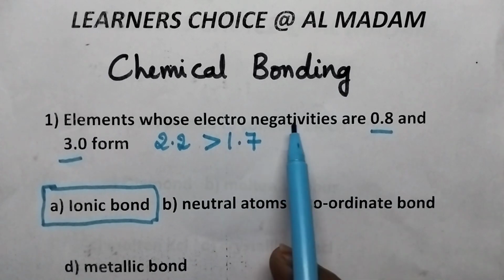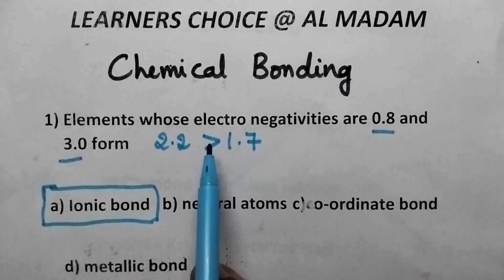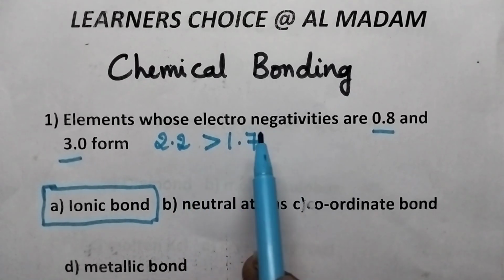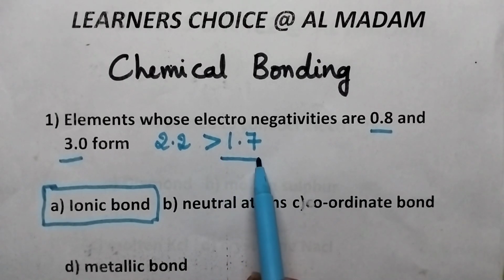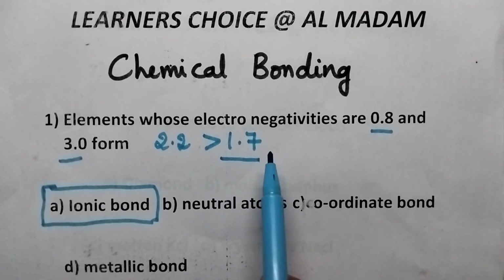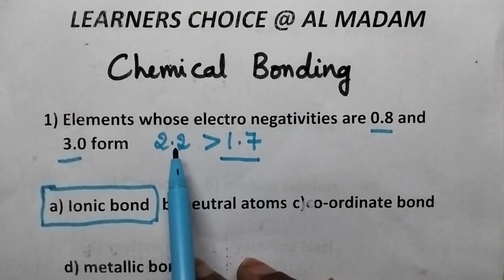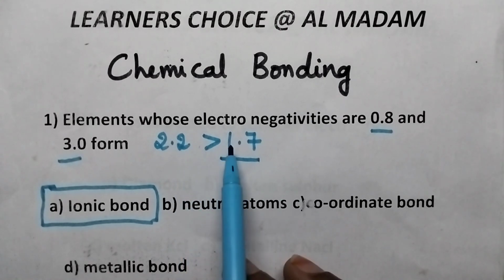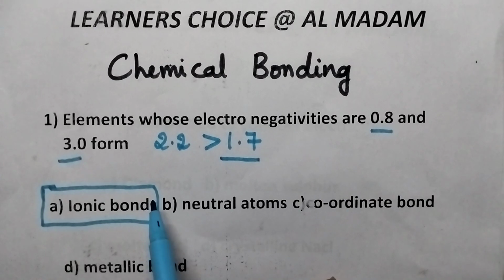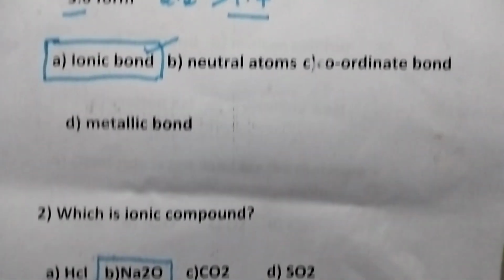Elements whose electronegativities are 0.8 and 3.0 form. So, if the electronegativity difference between the two atoms is greater than 1.7, then it results in the formation of an ionic bond. Here the electronegativity difference between the two atoms is 2.2, which is greater than 1.7, and hence it always results in the formation of an ionic bond. So option A is the right answer.